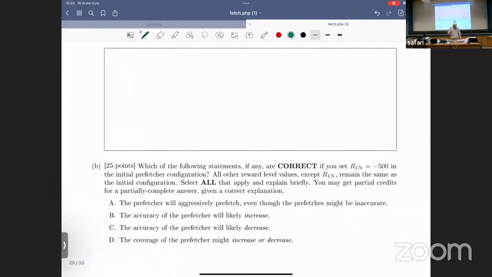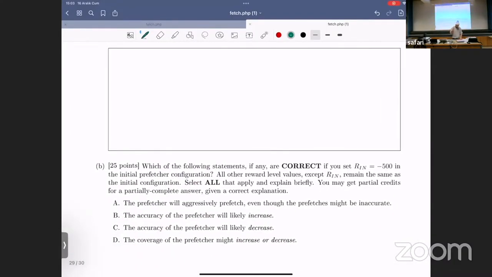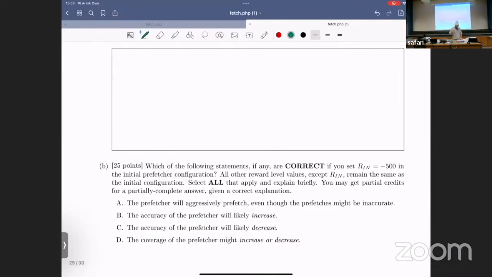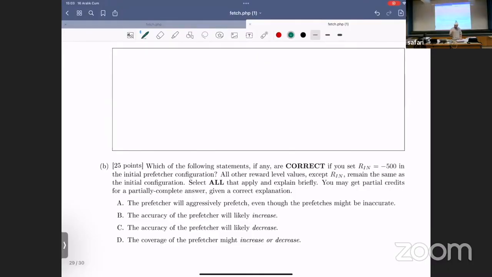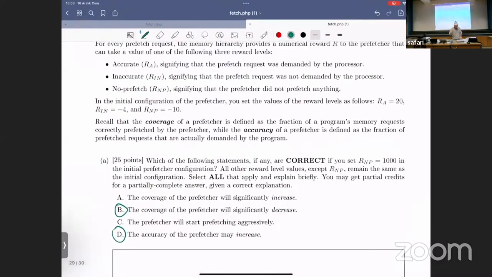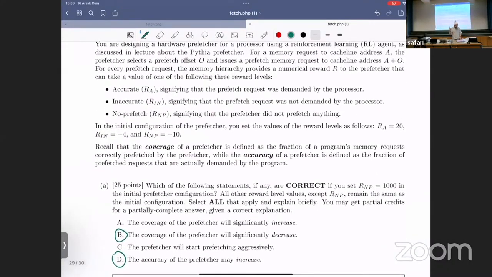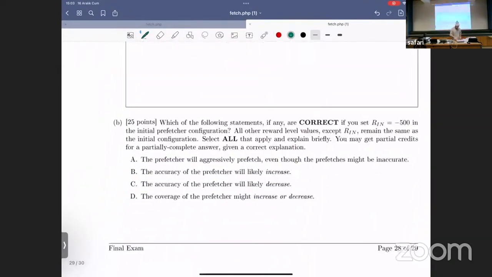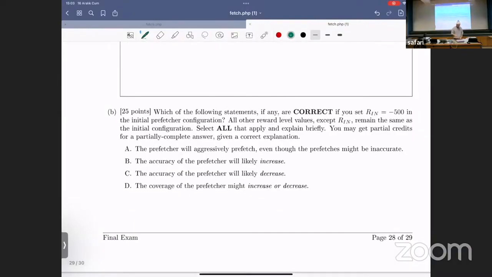Which of the following statements, if any, are correct? If you set the inaccurate prefetch to minus 500, the no prefetch to minus 10, and the accurate prefetch to 20. Again, we need to do the same thing. So let's try to answer this here.